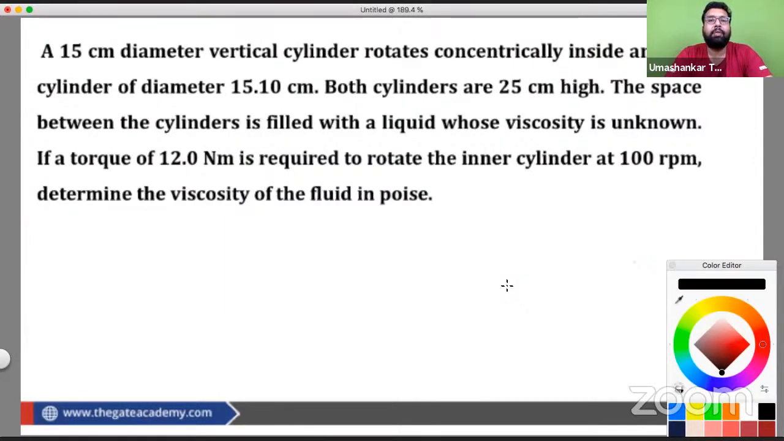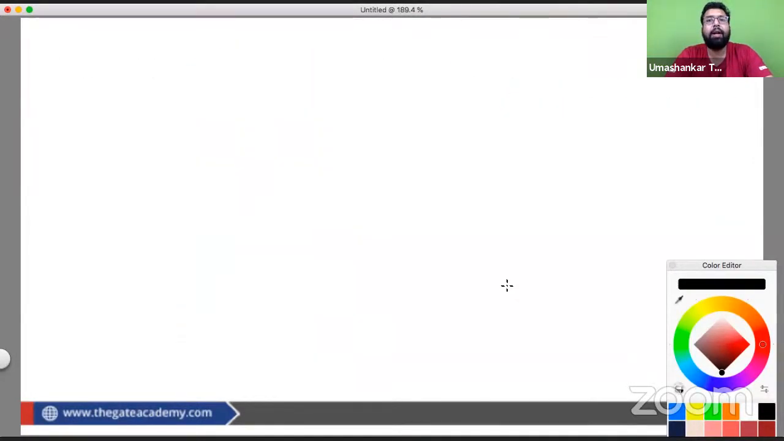We need to find the viscosity here. So when we are required to find the viscosity, obviously what is to be done? We shall be using this formula anyway, right? Right, no problem at all. Tau is equal to mu du by dy.